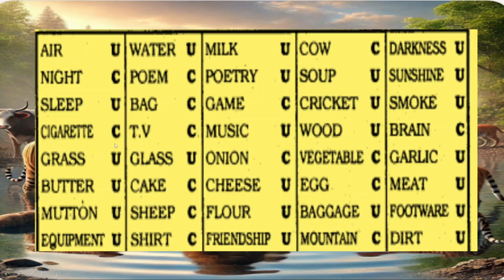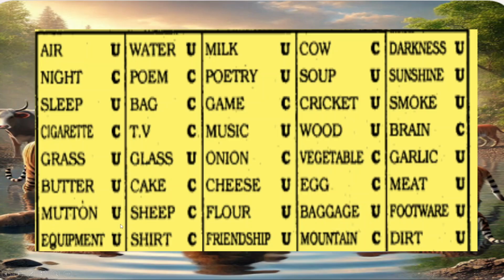Cigarette, countable. Grass: you cannot count how many grasses are there. If grass is in your lawn, it is impossible to count. It is very thin, hair-like. That's why it is uncountable. Butter: you cannot count butter, but in kilos you can count, but it is considered uncountable because there are no grades of butter. It is a paste of butter that will be there.